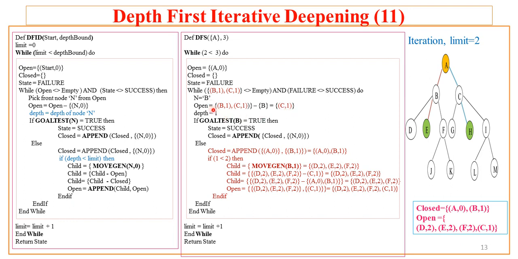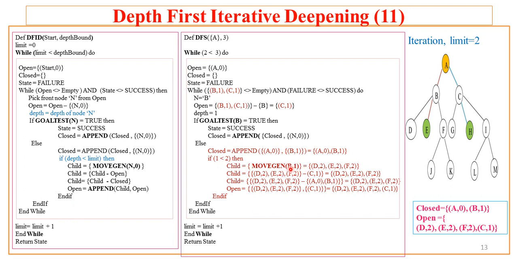The current depth will be 1, as B has depth value 1. So it checks whether B is the goal node. It is not the goal node, so here is the else part. It executes that B is appended to closed, so closed will be having A and B. Is the depth of the current node B less than the limit, which is 2? Yes. So it calls moveGen for B.